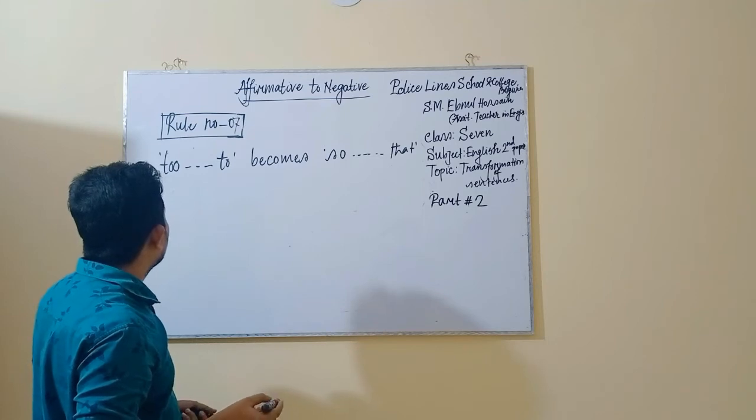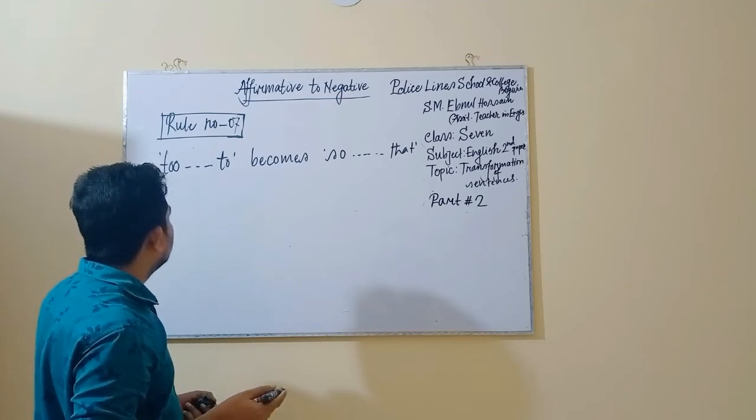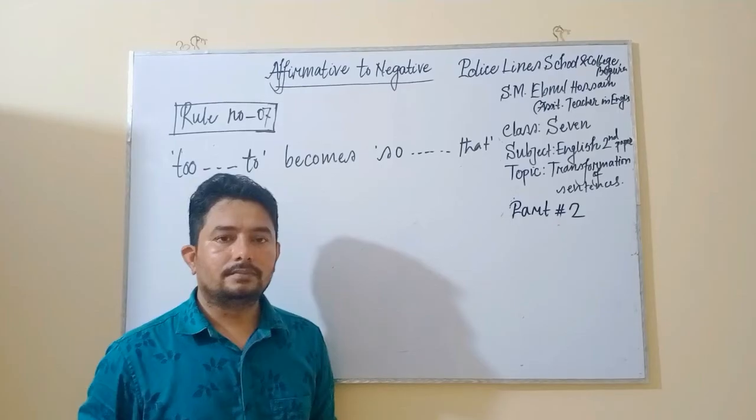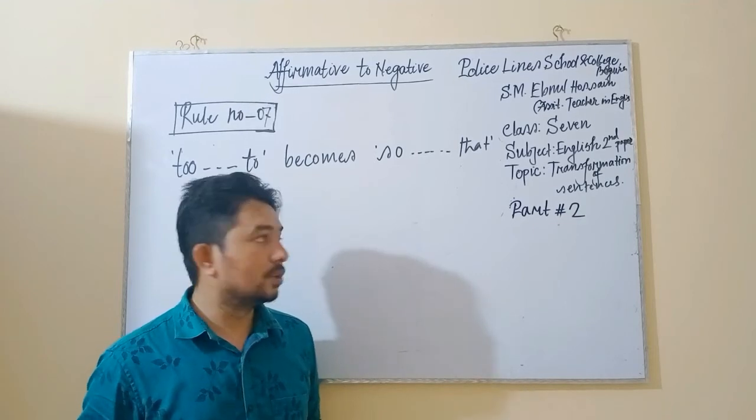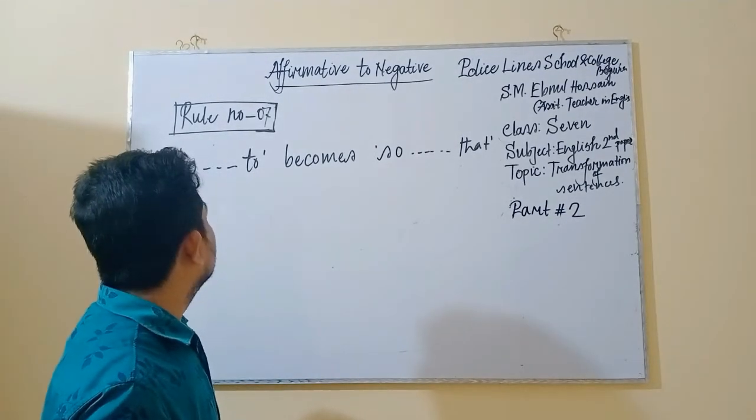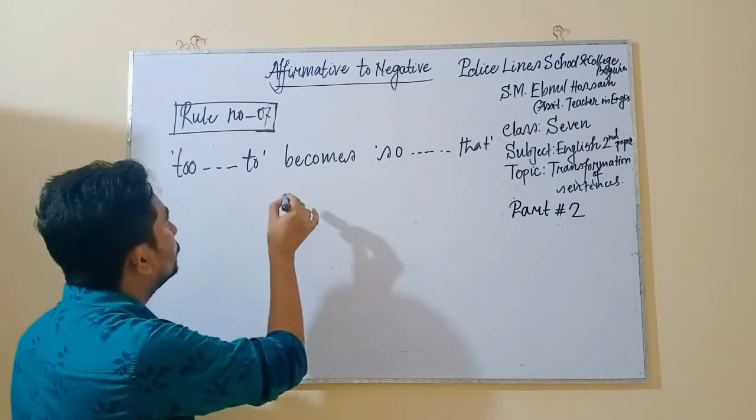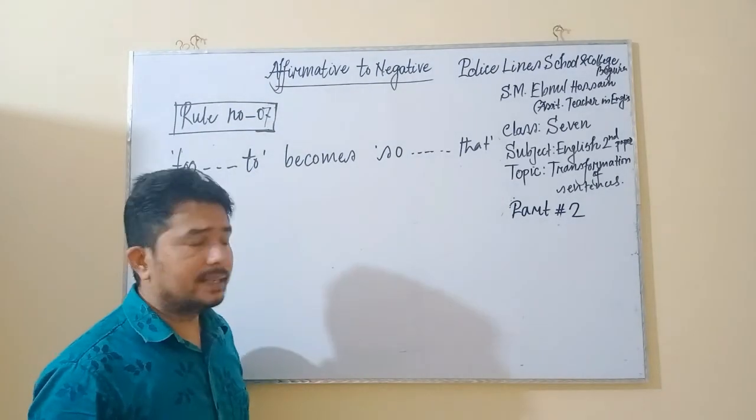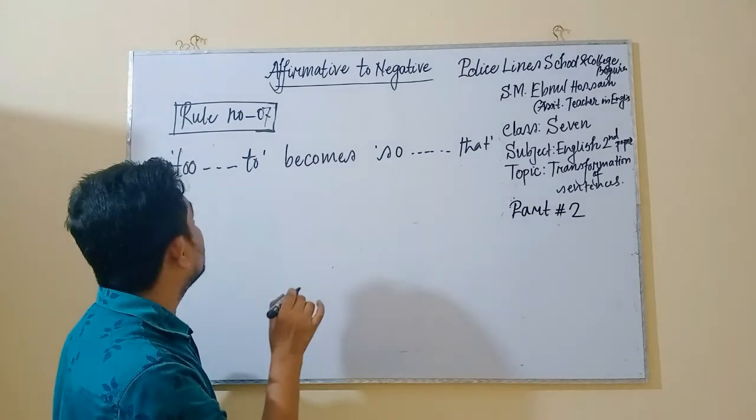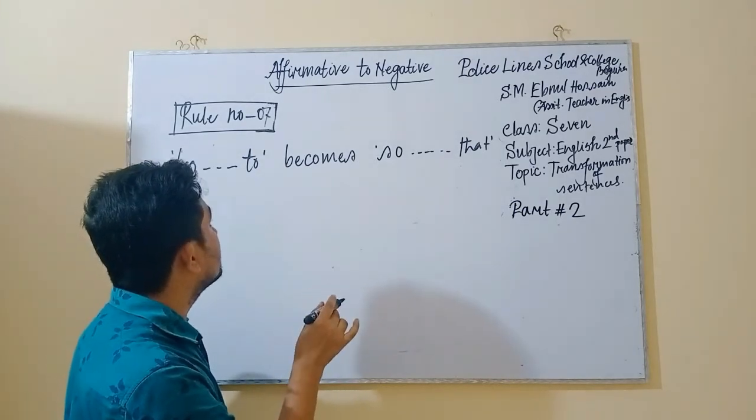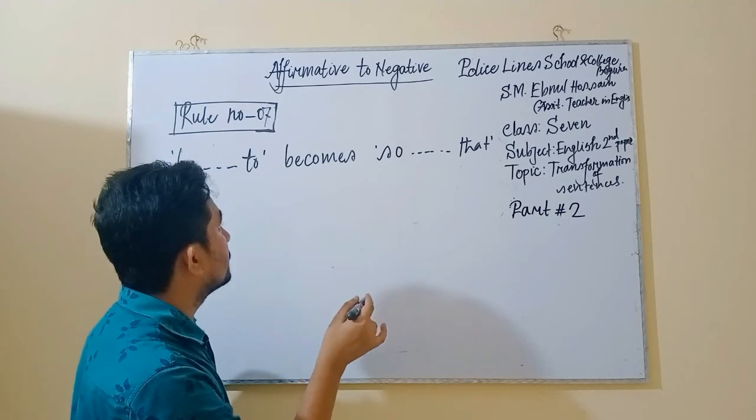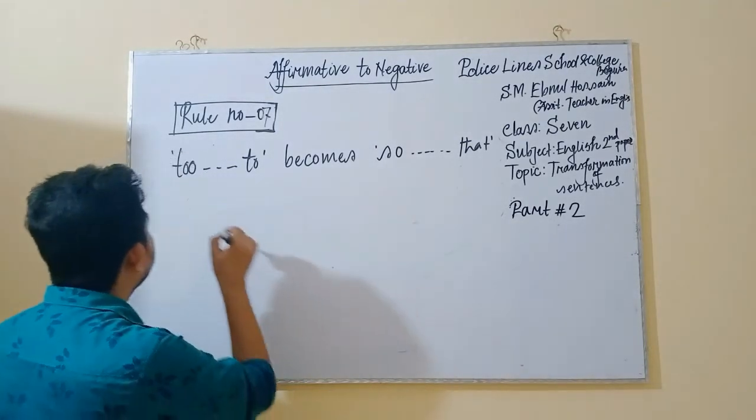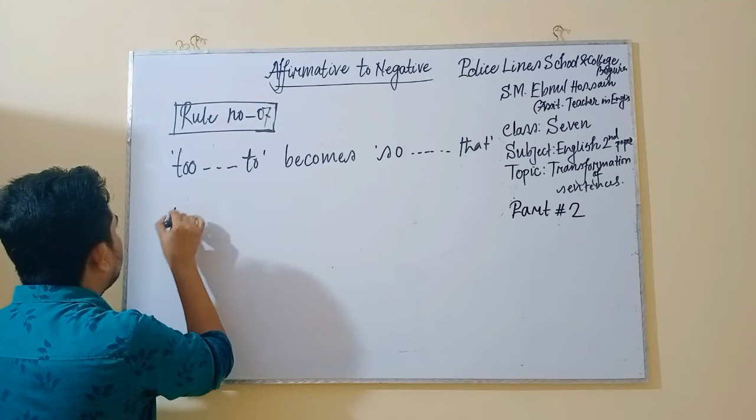Notice the rule. Rule number 7: too ... to becomes so ... that. That means if we find the words too ... to in an affirmative sentence, then we can change the affirmative sentence into a negative sentence by using so ... that. Now I am giving an example in support of the rule. Affirmative sentence.